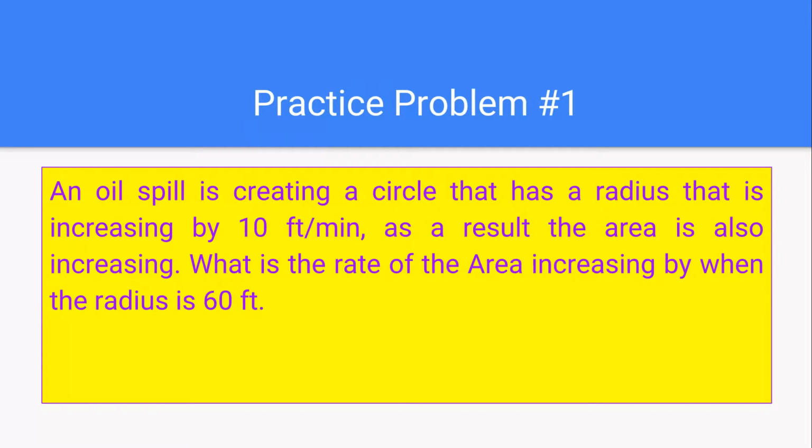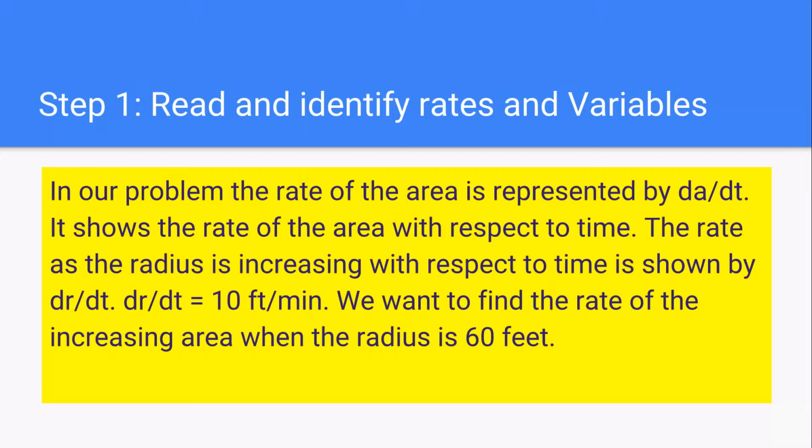Practice problem number 1. An oil spill is creating a circle that has a radius that is increasing by 10 feet per minute. As a result, the area is also increasing. What is the rate the area is increasing by when the radius is 60 feet? So every related rate problem has 4 main steps.